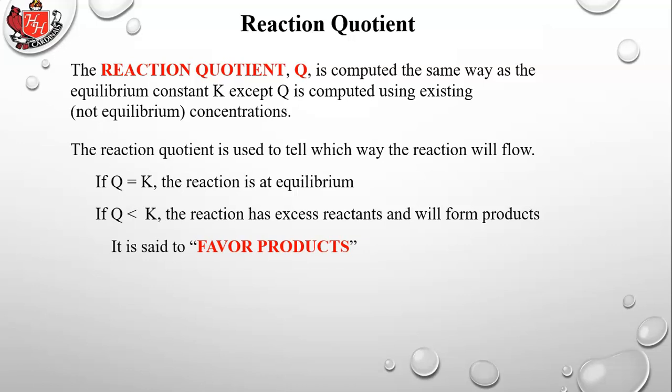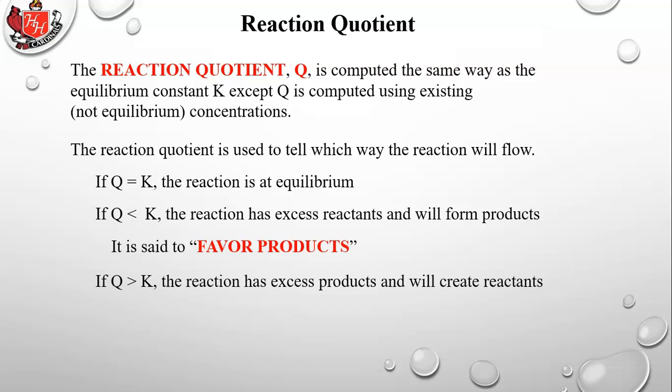It favors products. If Q is greater than K, then that means the reaction has too much product for the amount of reactant to be at equilibrium, and so the reaction has excess products and will create more reactants. This means it's going to move backwards, from products on the right back to reactants on the left. And in this case, it is said to favor reactants. So favoring reactants means the reaction's moving to the left, back towards creating more reactants, and favoring products is moving to the right. It's going to create more products.